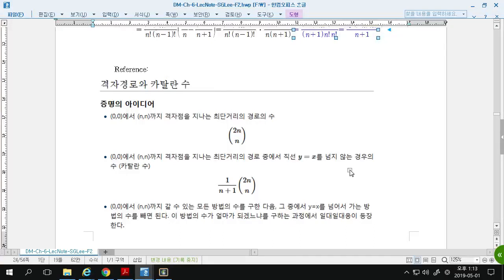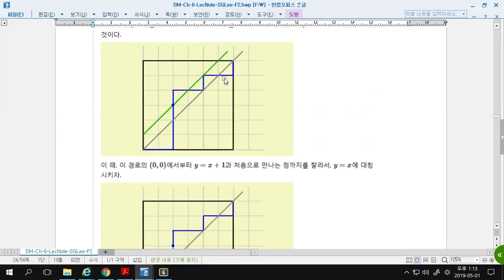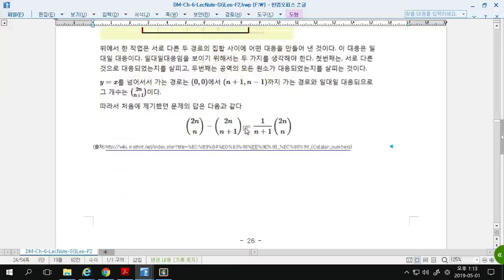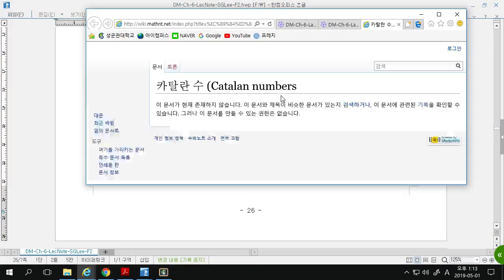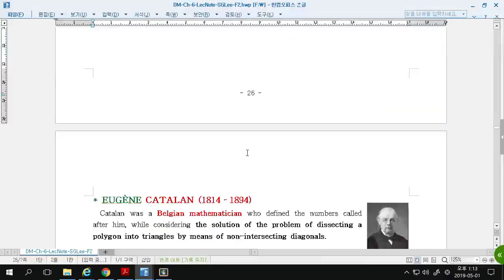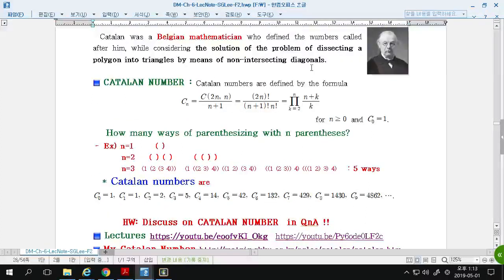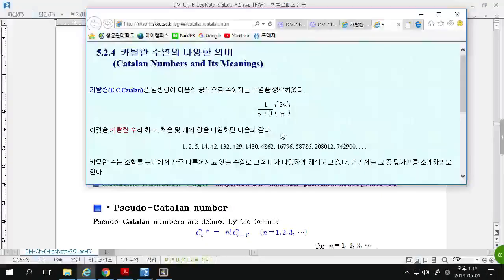a Catalan number. This Catalan number has a lot of applications, so you will see a lot of information related to this on the web. If you search it, you will see a lot of related information. And this number was defined by Eugene Catalan, a Belgian mathematician, while he was considering the solution of the problem of dissecting a polygon into triangles by means of non-intersecting diagonals, such as this.